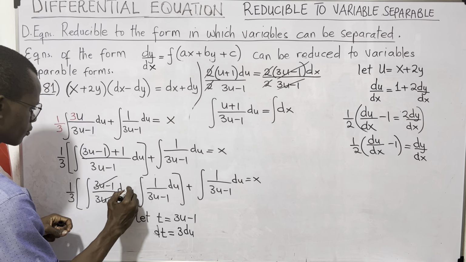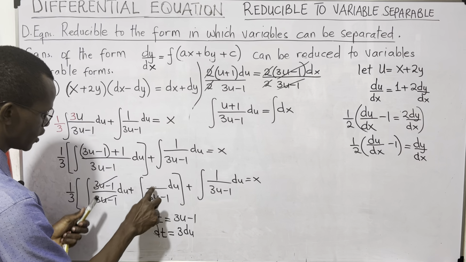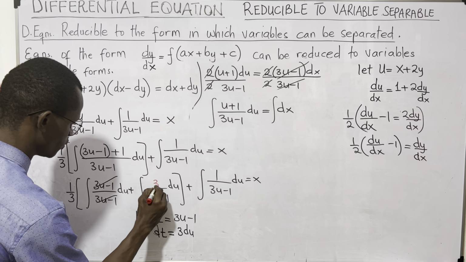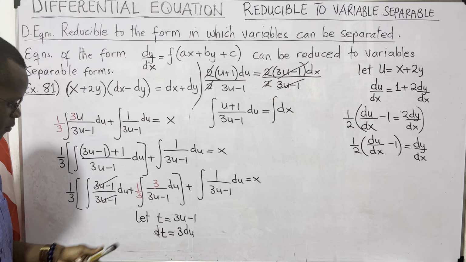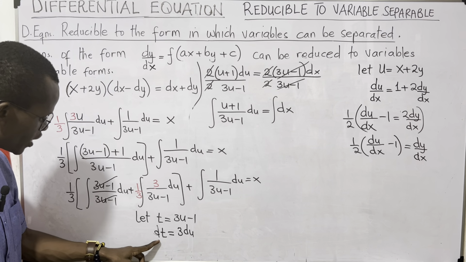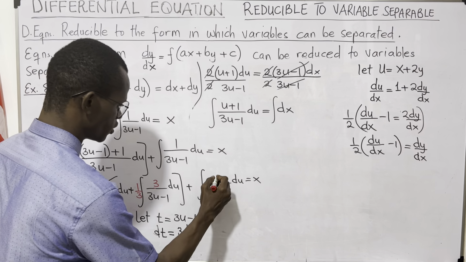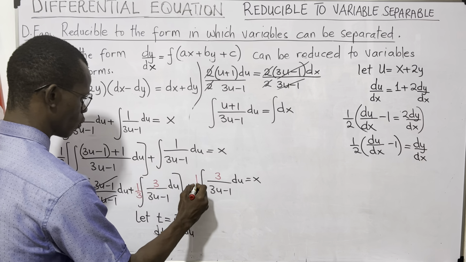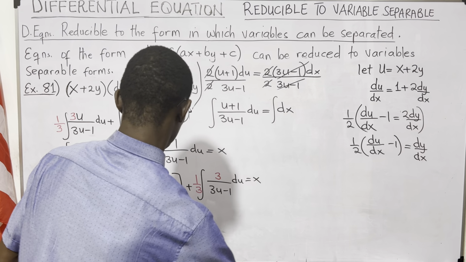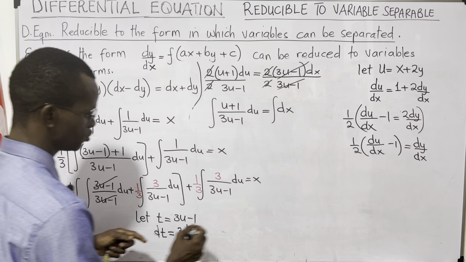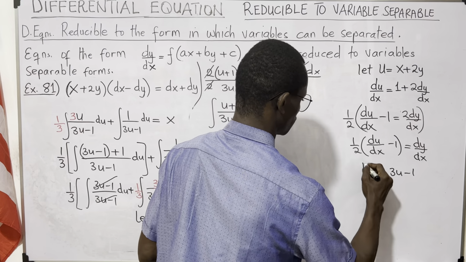Since we have 3 du and we just have du here, we can just rationalize the 3. So we say 3 and 1 over 3, no different, it's just the same thing. So anyway, we see 3 du, we're going to write dt. We're going to do the same for this side, because the two expressions are the same. Take note that we also substituted t for 3u minus 1. So let's write it on this side.